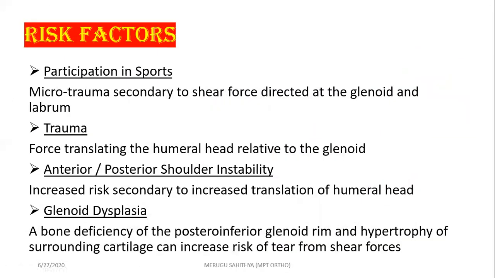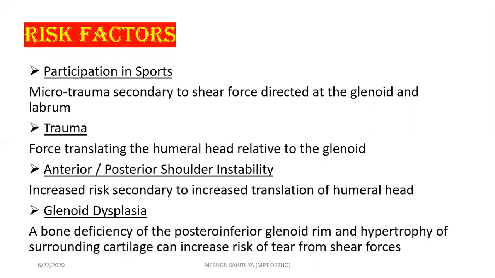Risk factors for glenoid labrum injury: the most important risk factor is participation in sports, with microtrauma secondary to the shear force directed at the glenoid and the labrum. The second risk factor is trauma, the force translating the humeral head relative to the glenoid, and anterior or posterior shoulder instability. This is an increased risk secondary to increased translation of the humeral head.